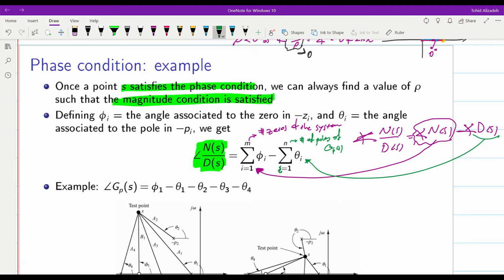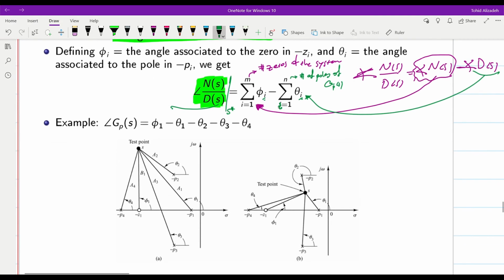Therefore, in order to obtain the phase of N over D at a given point, let's say at s star, we need to find the phases coming from the zeros and add them to each other, and then find the phases coming from the poles, add them to each other, and subtract them from the addition of the phases coming from the zeros. So we need to find phi i's, add them, theta i's, add them, and then subtract these two from each other.